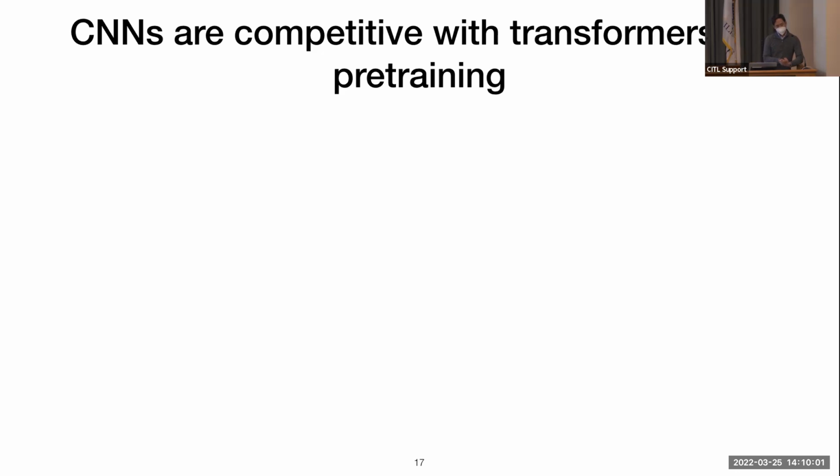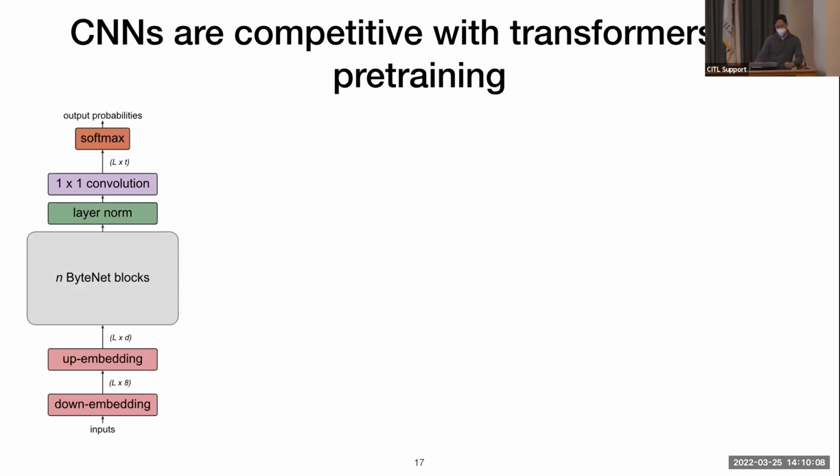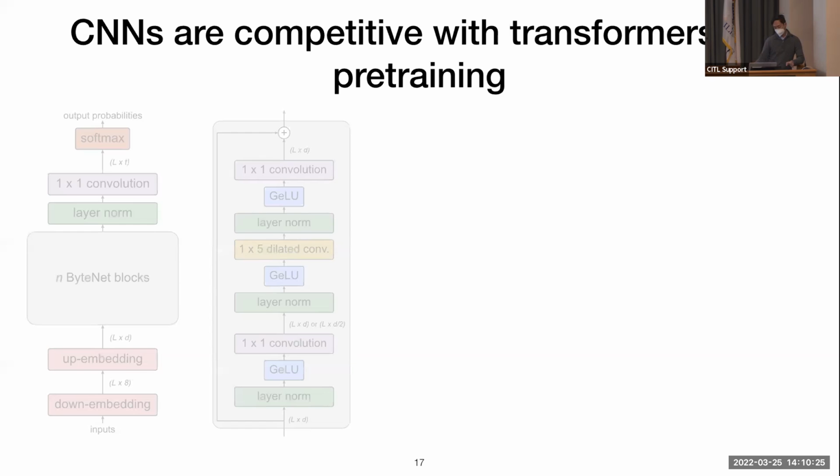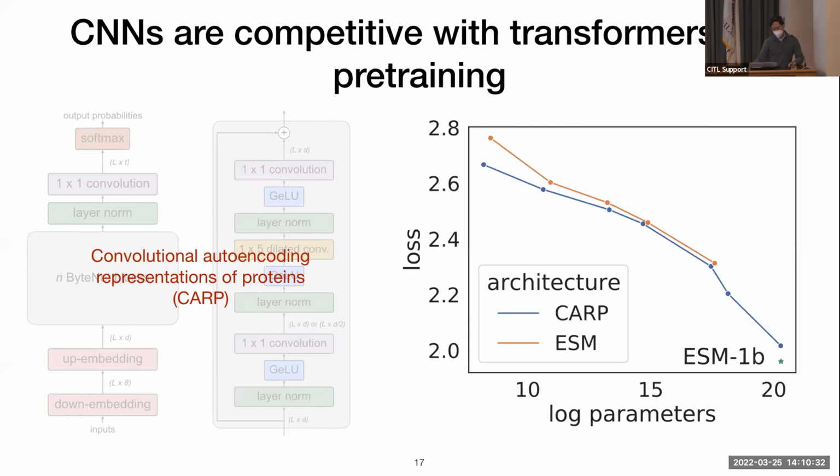But ConvNets, they're kind of out of fashion now, at least for language and sequences, but they scale linearly with length. And it turns out that if you go and find a fairly simple convolutional architecture, which just embeds your sequence in the embedding space, then puts it through a bunch of blocks that are just dilated convolutions, so you get a really wide receptive field. And I'm going to call this CARP, for convolutional autoencoding representations of proteins.